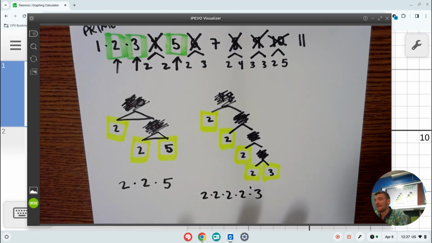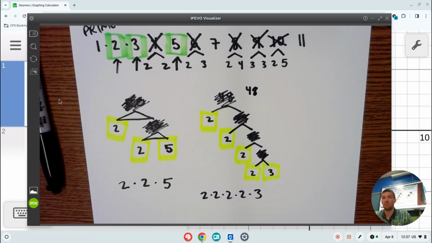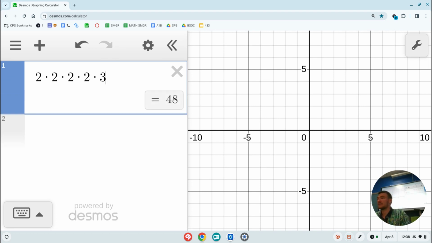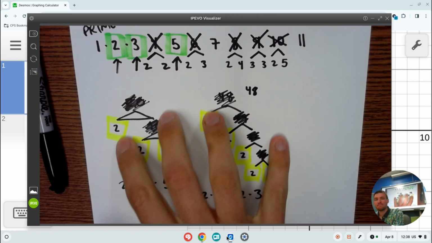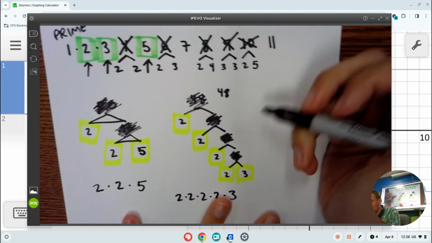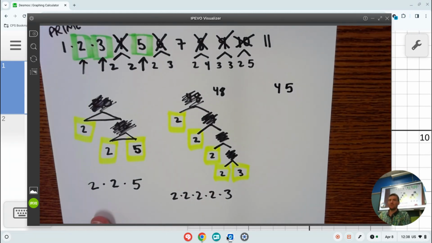That is 48 in its pure form. We broke all the Legos down. 2 times 2 times 2 times 2 times 3 is 48. This is the pure broken down 48. Okay, prime factorization, breaking these numbers down. Now let's do one more. Let's do 45, the very last one we're going to do on this warm up.